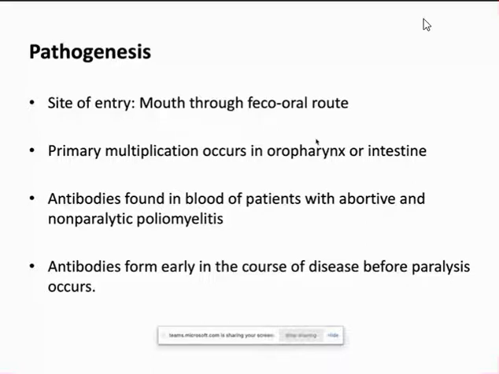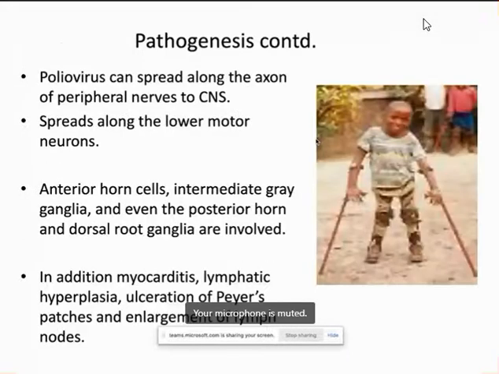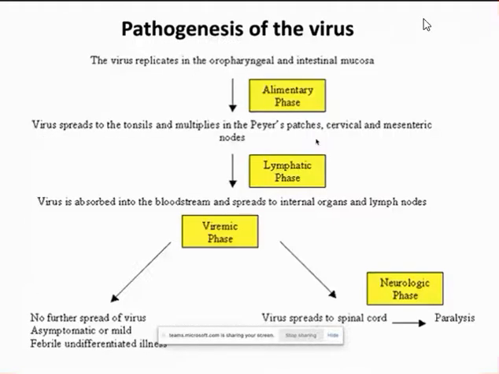Okay, I'll try to explain it more clearly. It is very clear what happens in this. This will be very clear to you. See what happens. First, once you engage the organisms, they replicate locally in the oropharynx and the intestinal mucosa, that is called the alimentary phase.